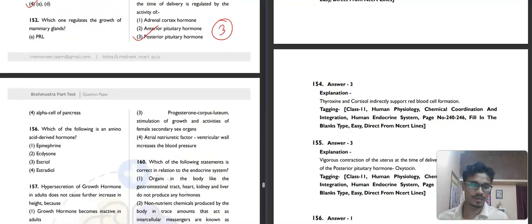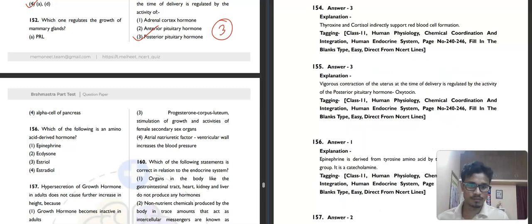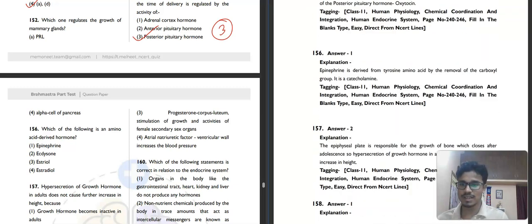Then question number 156. It is saying which of the following is an amino acid derived hormone? Epinephrine, ecdysone, estriol, and estradiol. I hope you know this. Epinephrine is derived from the tyrosine amino acid by the removal of the carboxyl group. So here the first option will be your correct answer.